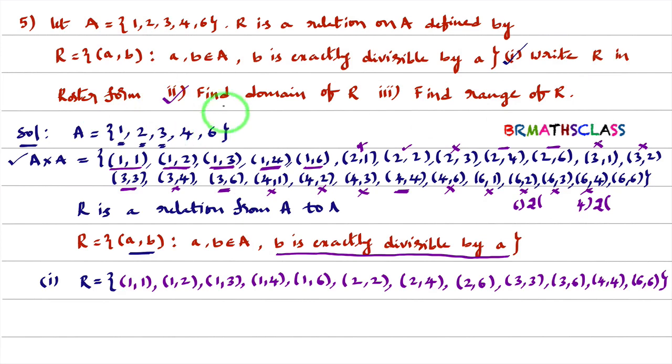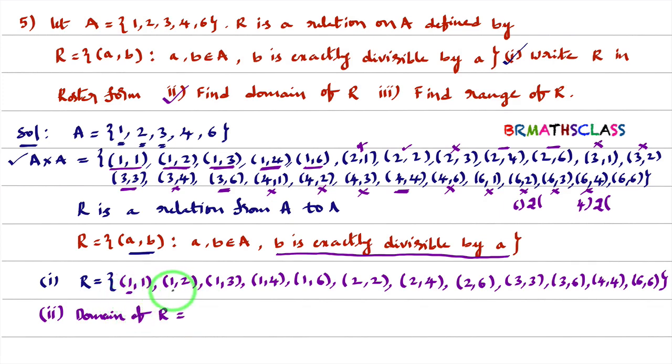Now what are they asking? Find the domain of the relation. The second bit is find the domain of the relation. You know what a domain is. What is the definition of domain? Domain is the set of all first elements of ordered pairs in the relation.